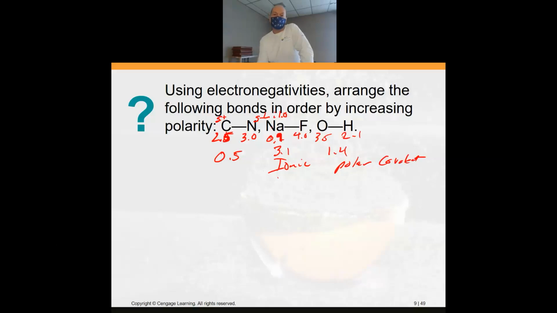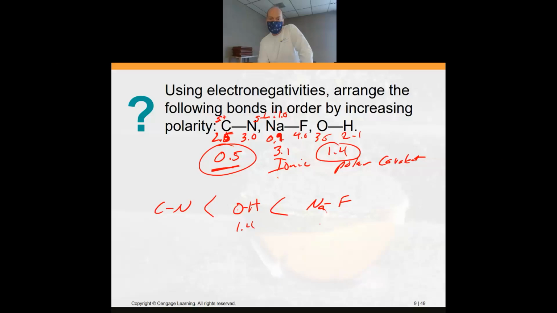All right, so they would say increasing polarity. The least polar is the CN. It only has a difference of 0.5, followed by your OH bond, which has a 1.4 difference, followed by your NaF, which is ionic and has a difference of 3.1. So you've got your 0.5 difference, your 1.4 difference, and your 3.1.